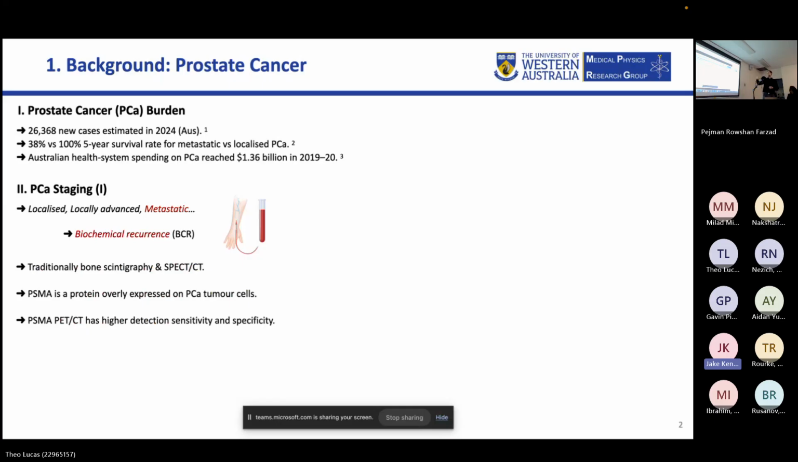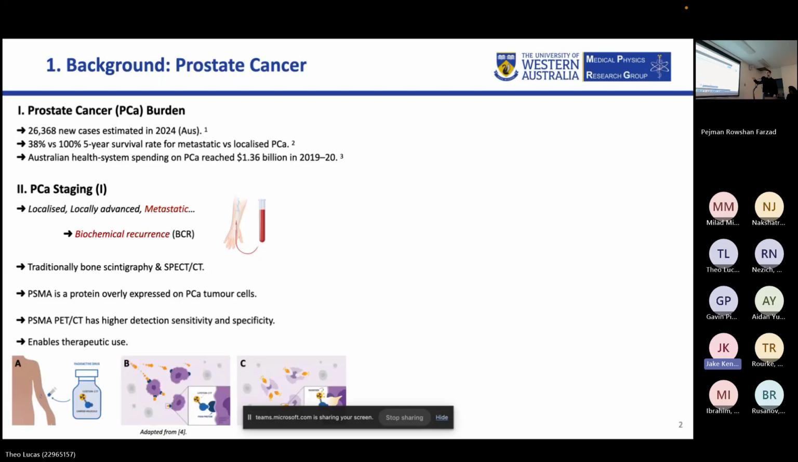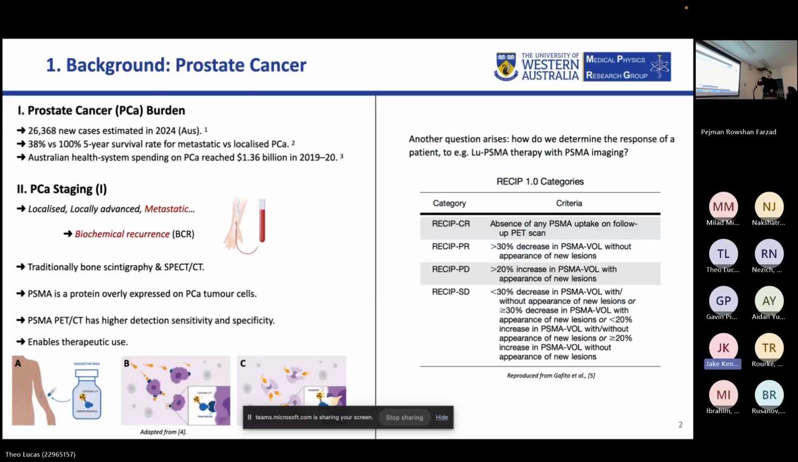Well, imaging. And traditionally this has been done with bone scintigraphy and SPECT CT scans. But as we all know, PSMA has been discovered to be a protein overly expressed on prostate cancer tumor cells, and that's allowed it to be used as a target for radioisotopes to be attached to, delivered to the patient, and used for diagnostic purposes. And of course, in contrast, we can also attach it to something like lutetium-177, which is going to deliver beta radiation to tumor sites.